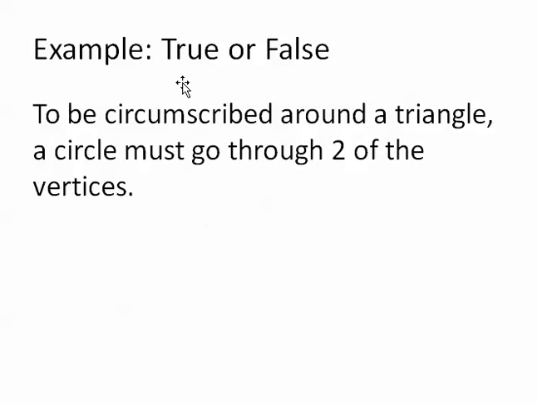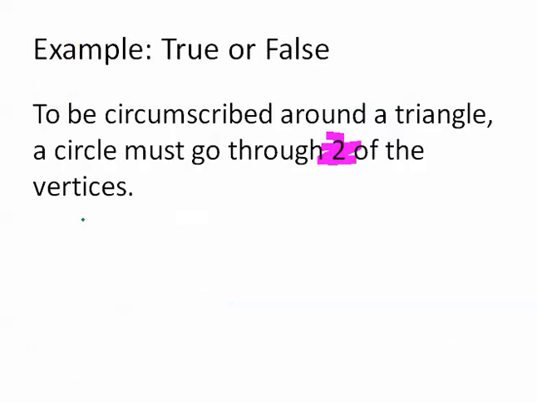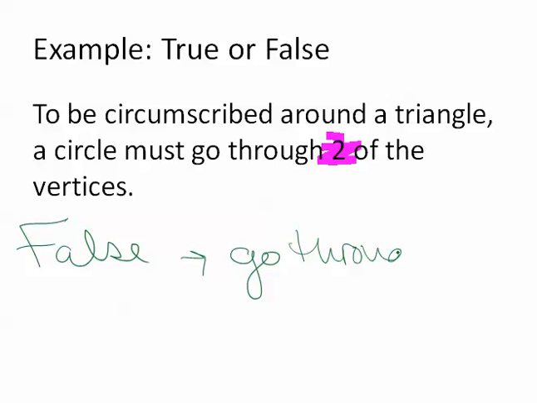Here's another example. True or false? To be circumscribed around a triangle, a circle must go through two of the vertices. That's not what we showed. This is the picture here. So that's going to be false. It has to go through all three.